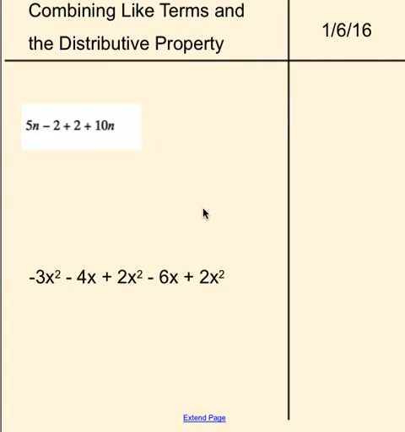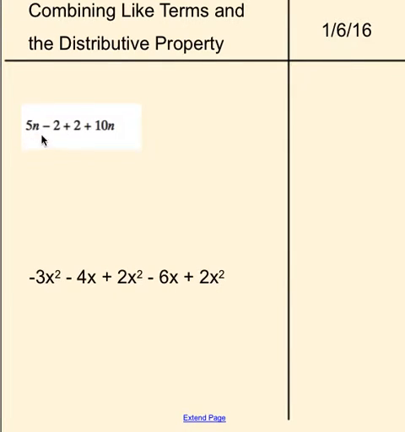Okay, so this lesson is going to be on combining like terms and the distributive property. We're going to start with combining like terms. So remember from class that a like term has to have the same variable raised to the same exponent. Or in this case, it might have no variable at all.